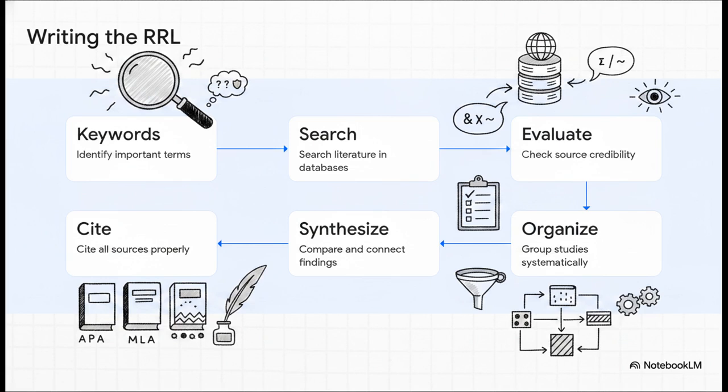Step 3 is evaluating what you find. Step 4 is organizing it all. Step 5 is synthesizing the findings. And finally, Step 6 is citing it properly, using APA, MLA, or Chicago style, whatever your professor wants.